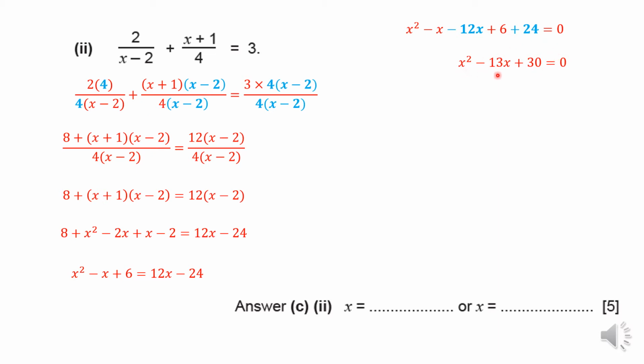since it becomes quadratic. So I'm getting x squared minus 13x plus 30 equals to 0. And from this point, you can factorize: two numbers that multiply to give you 30 and add to give you negative 13. The numbers happen to be negative 3 and negative 10.